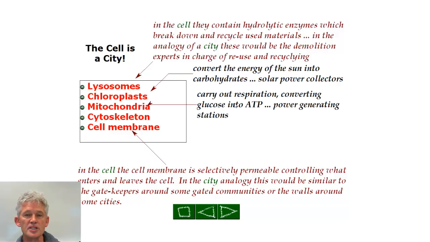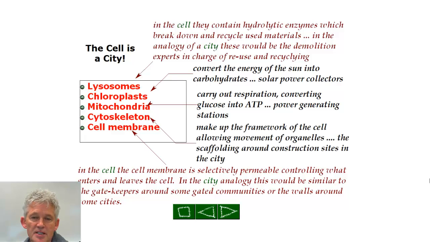Mitochondria carry out cellular respiration, converting glucose into that energy currency called adenosine triphosphate, ATP. In the city, we would say that these are the power generating stations. Cytoskeleton. Immediately when you see that prefix cyto, you know that you're talking about cell. Cyto just means cell. Cytoskeletons make up the framework of the cell, allowing movement of organelles. The scaffolding around construction sites in a city would be very similar.